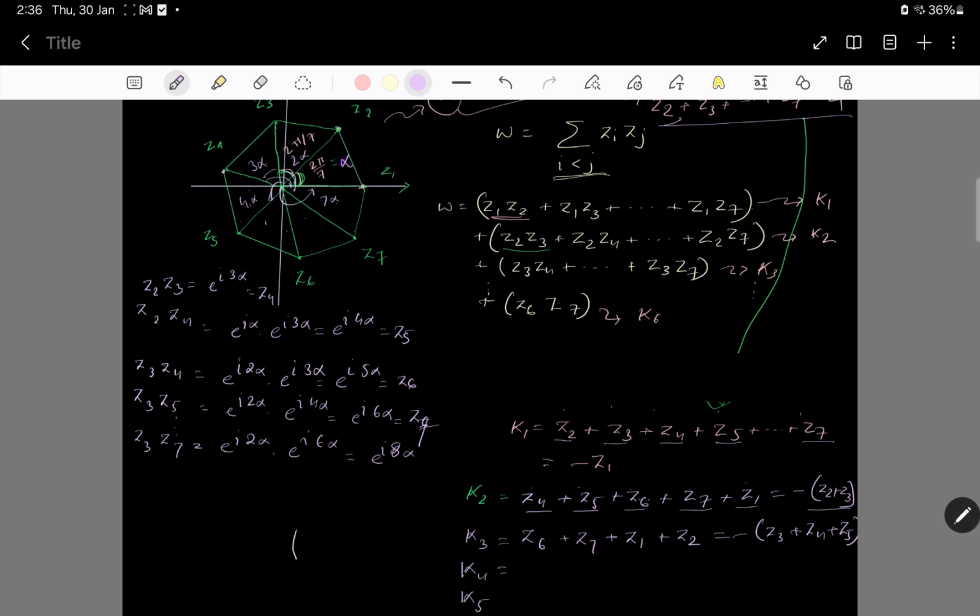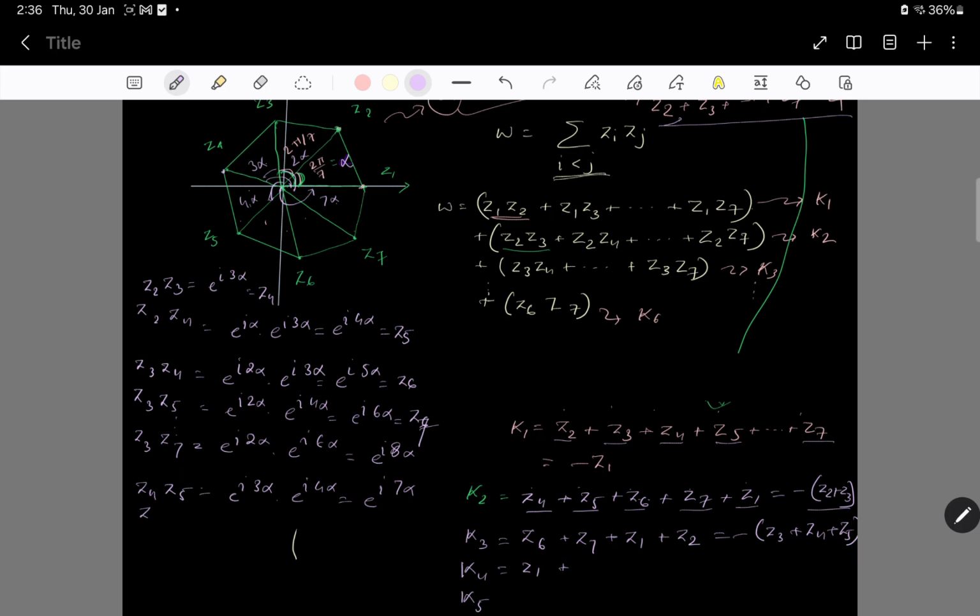Again with K4, which starts with z4 z5, which is e to the power i3 alpha multiplied with e to the power i4 alpha, that is e to the power i7 alpha. That is simply 1.